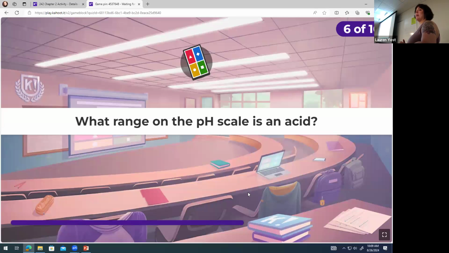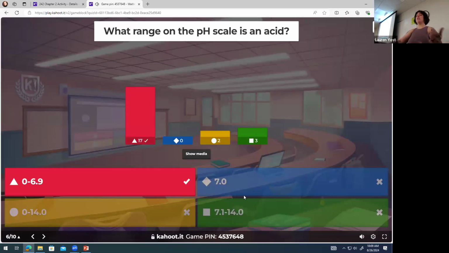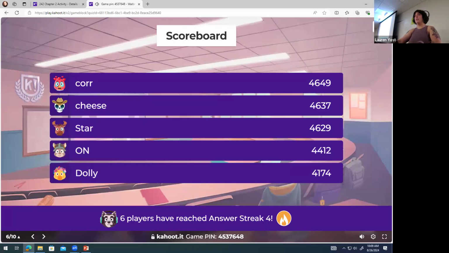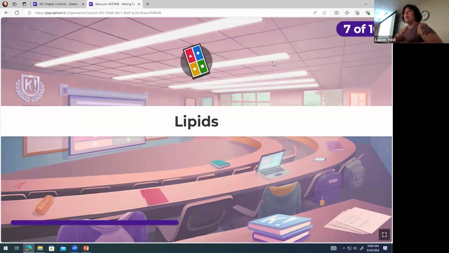What range on the pH scale is an acid? And the fast music is stressful. All right, good job. Most of you guys get this one. 0 to 6.9 is exactly right. Less than 7 is going to be acid. Greater than 7 is a base or alkaline. Same thing.